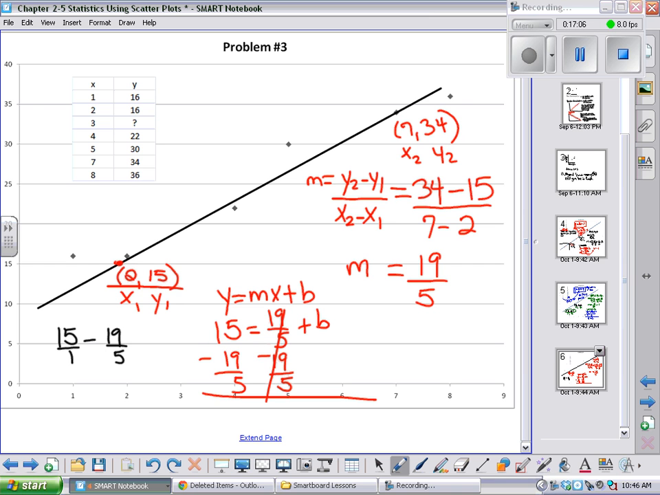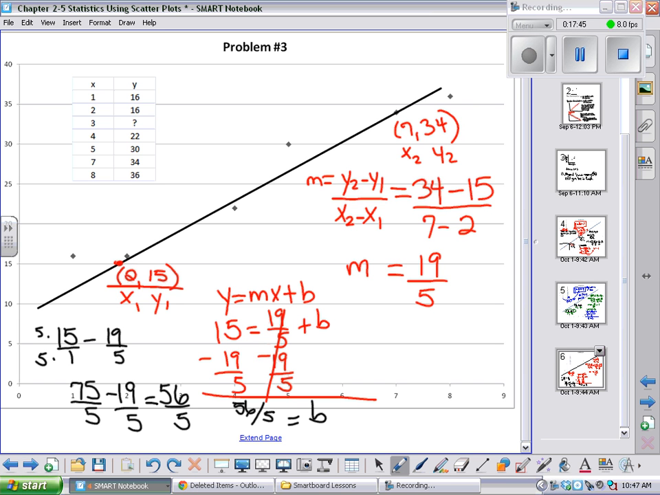I'm going to put my 15 over 1. Find my common denominator, which in this case would be 5. So I'm going to times 5 here, times 5 here. I end up with 75 over 5 minus 19 over 5. And then 75 minus 19 is going to give me 56 over 5. So my b is 56 over 5.